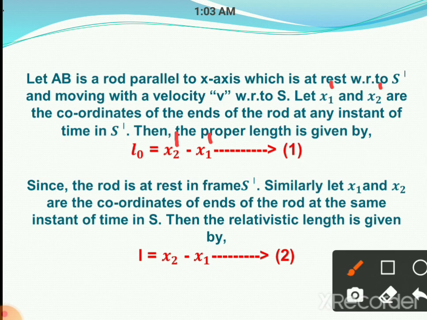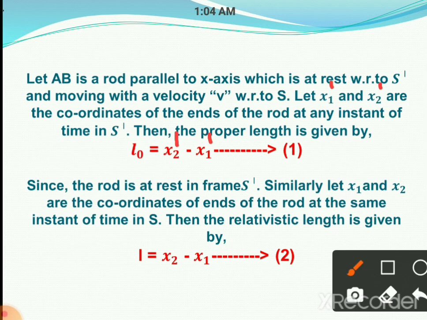So we know that S is at rest and S dash is moving with the velocity v. The rod is at rest with respect to S dash, but according to the S frame, the rod will be moving. x1 dash and x2 dash are the coordinates of the ends of the rod at any instant of time t. Then the proper length is L0. Therefore, L0 is equal to x2 dash minus x1 dash. This is equation 1.